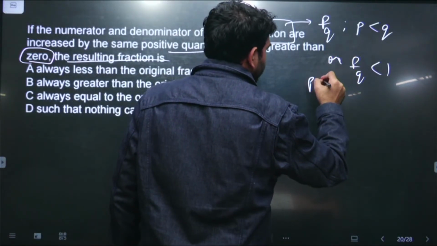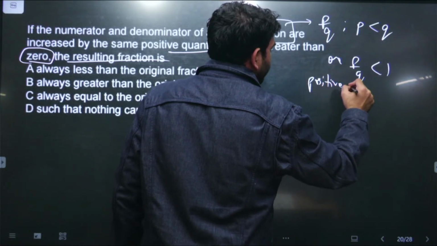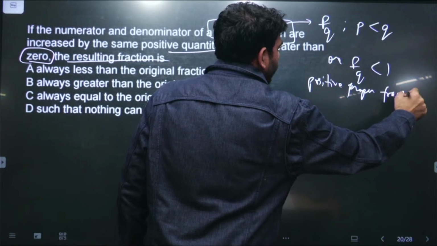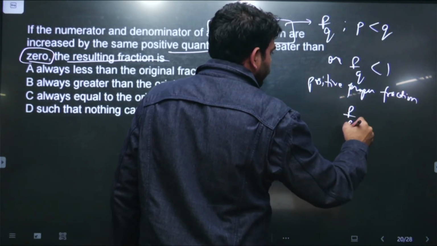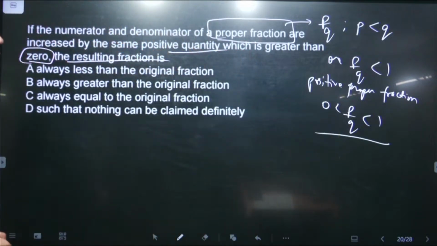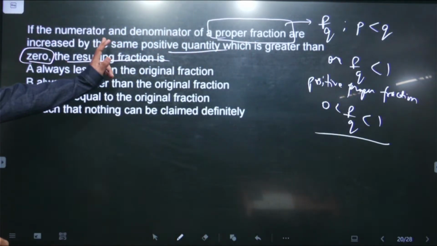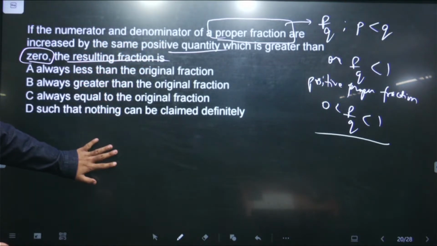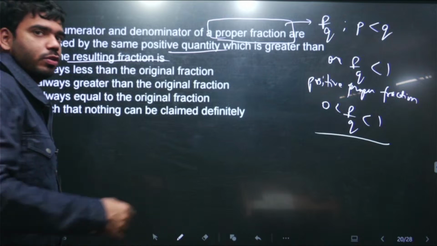So positive proper fraction means p by q that is between 0 to 1. This is what we need to know. Then it is saying that if it is increased by the same positive quantity which is greater than 0, then the resultant fraction is... So let's take this with an example.